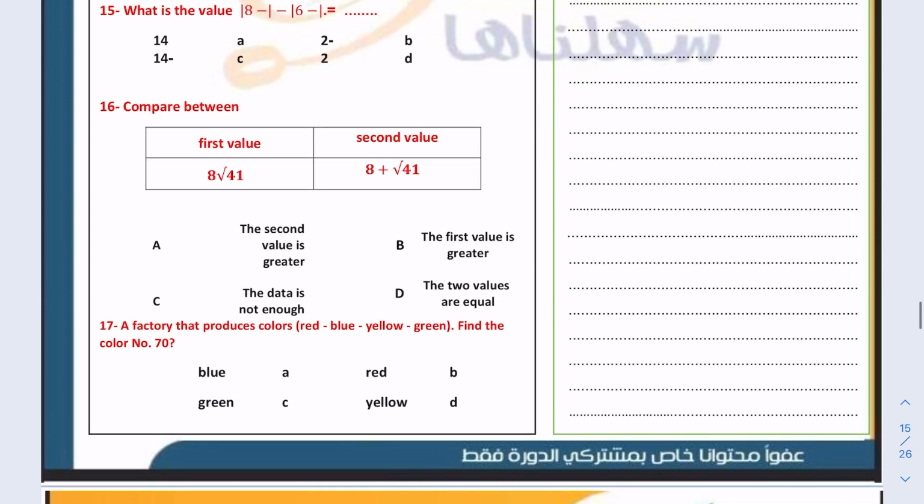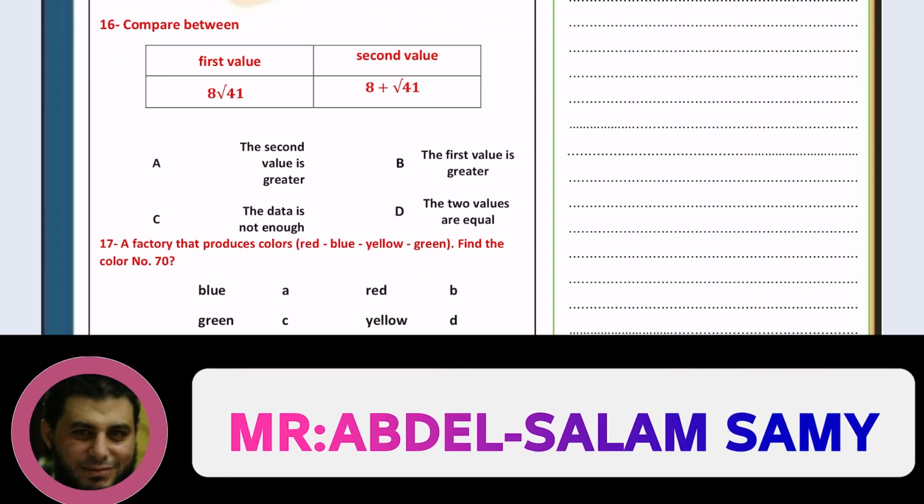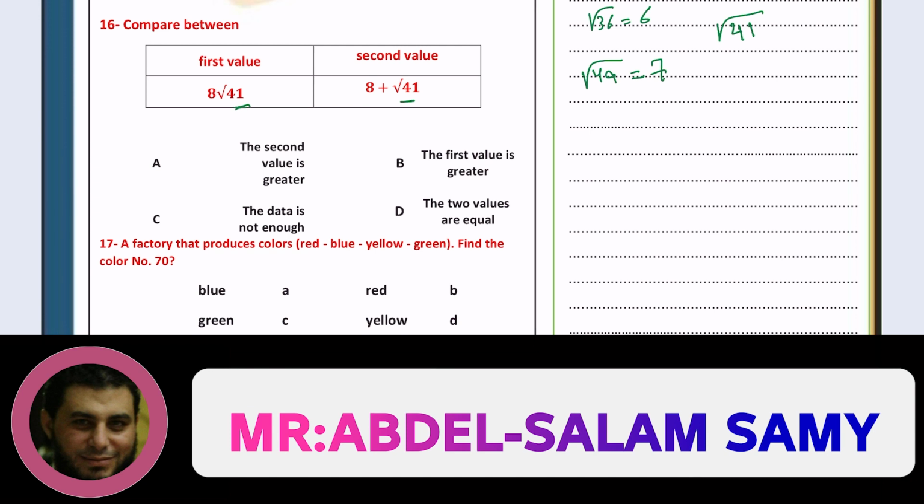Let's take the next question, question number 16. Compare between 8 radical 41 and 8 plus radical 41. I have a problem here, which is radical 41. Radical 41 approximately equals what? I don't have a radical for 41, but I have a radical for 36, which is 6. And I have a radical for 49, which is 7. So I'm sure that radical 41 will be a number between 6 and 7. 41 is close to whom? To 6. So it's maybe 6.4 or 6.3.